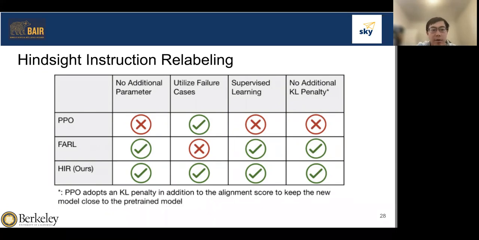So in this case, you don't utilize any of the failure cases. This would mean that if your model is originally very bad at solving this type of task, then maybe one out of 100 outputs, or even one out of 1,000 outputs, will be the correct answer. And it's really hard to get this working because it cannot learn from the failure cases.